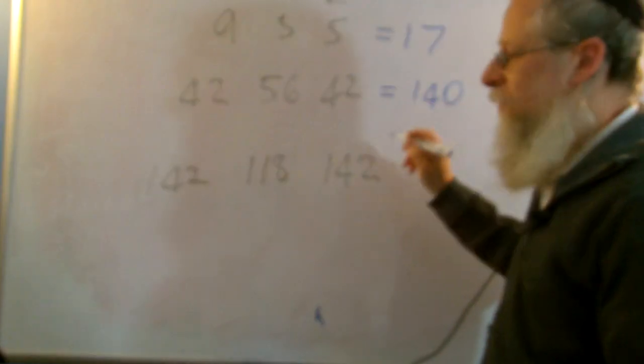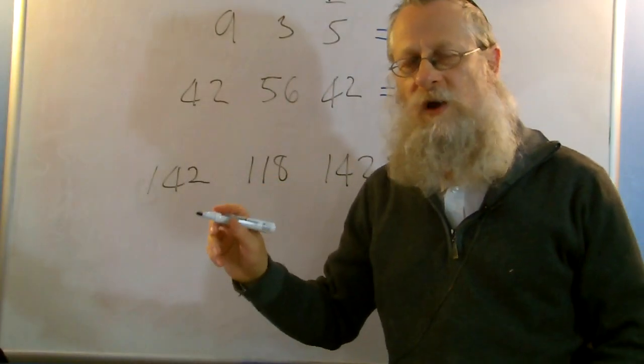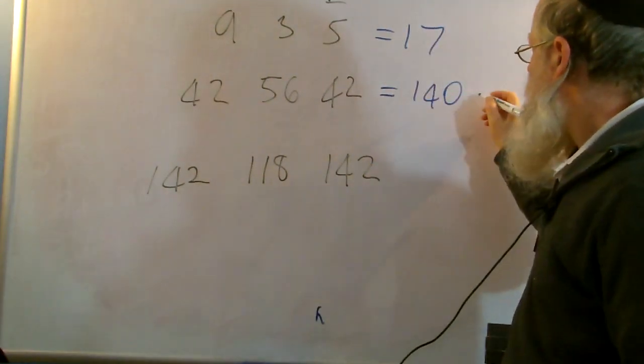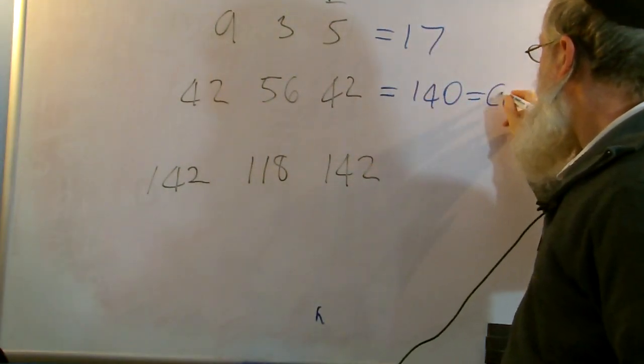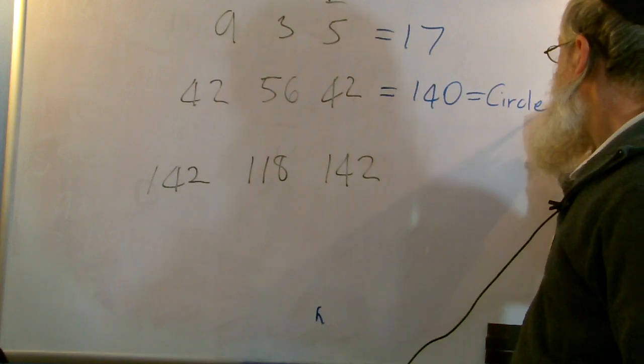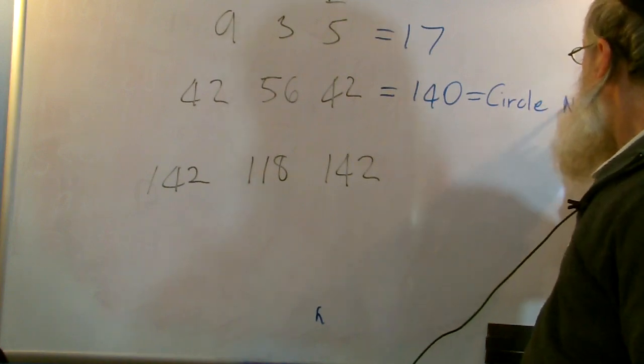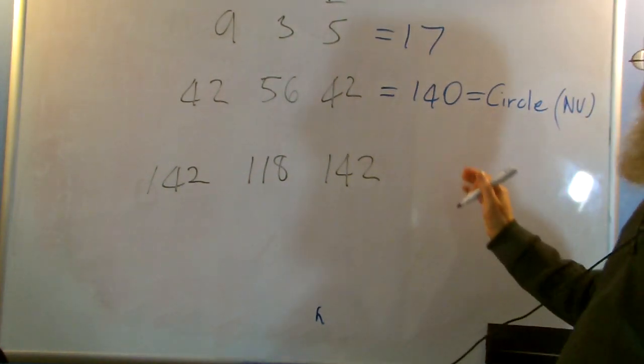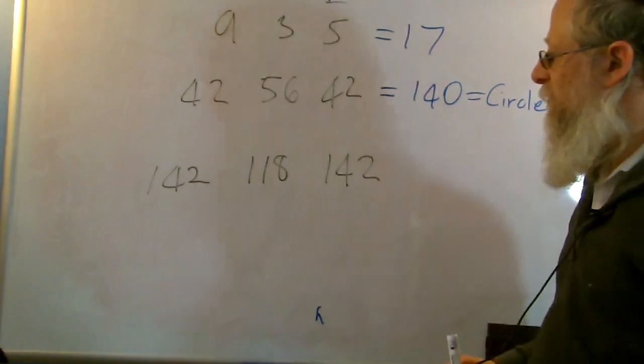And I'll show you why I need that, because 140 is the normal value of circle. We've had that before. Normal value, NV. Alright, 140. But put that aside at the moment.